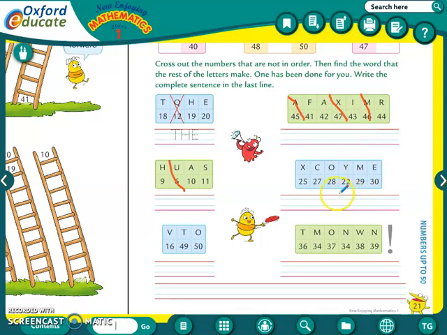Then see this. 25 and then 27. But before 27, does 25 come? No. So we have to strike out 25. Then this is right. After 27, it will be 28. So we don't need to strike it off. 27 and then 28. But after 28, does 22 come? No. So we have to strike it off. Then 29. After 28, 29. And then 30. So this is also right.